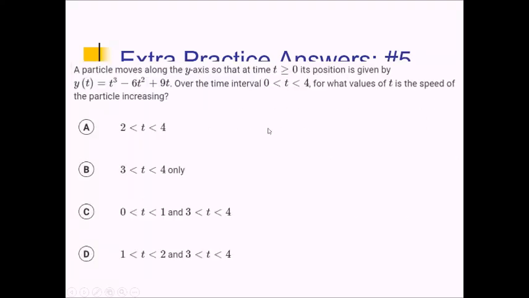For this problem, we have a particle moving along the y-axis with a position given by this y of t function. They want to know over the interval from 0 to 4, at what t values is the speed increasing.